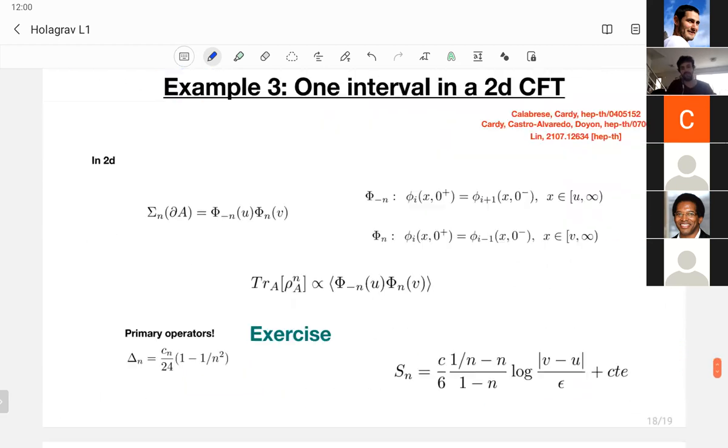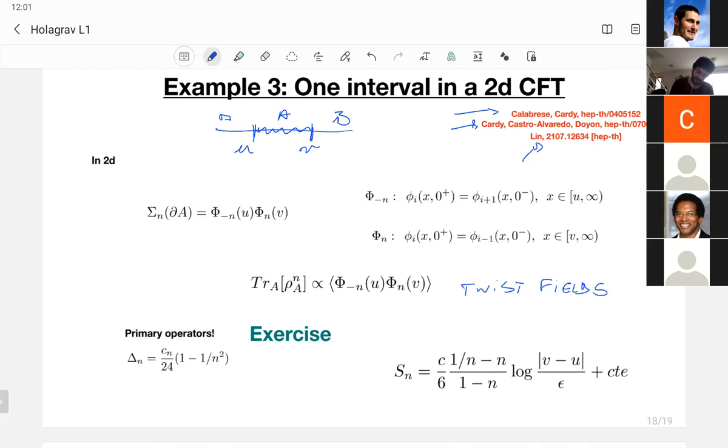You can see that, if you are in a CFT, these twist fields. Here, the exercise is to take again one segment, and you want to compute the Renyi entropy. You can read it from here or from here. And there is a new derivation using open string worksheet and closed string worksheet that appeared last month. What you can see is that the twist fields are primary operators. So you know the expectation value.